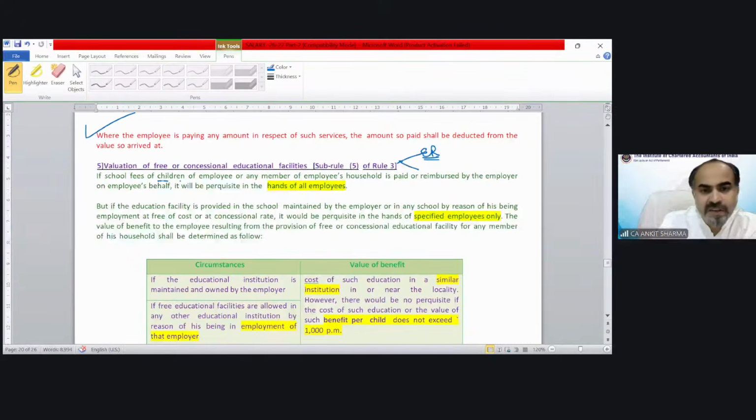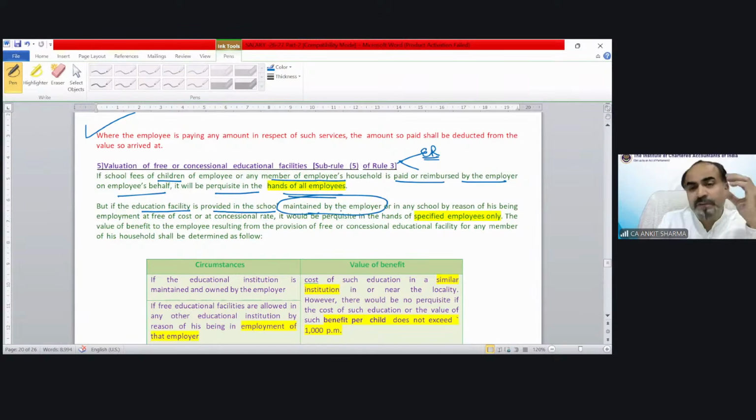If the school fees of children of an employee or any member of the employee's household is paid or reimbursed by the employer on the employee's behalf, it would be a perquisite in the hands of all employees. But if the education facility is provided in a school maintained by the employer, then we have to see the market value of a similar school. Up to 1,000 rupees per month would be exempted, the balance is going to be taxed.